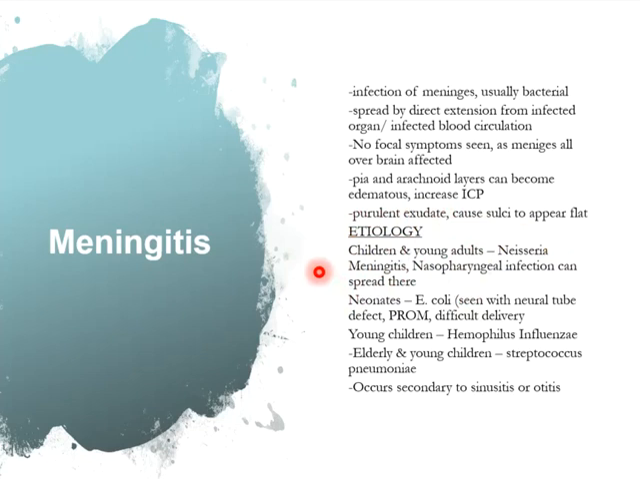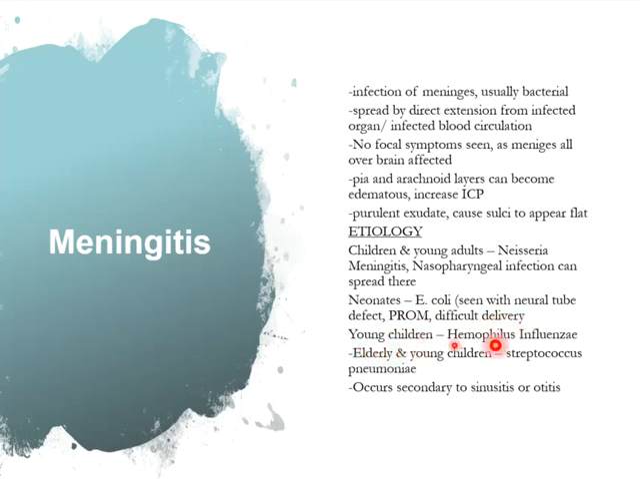Okay. The etiology in children and young adults is the infection from the Neisseria bacteria. Neisseria meningitidis, nasopharyngeal infection can spread there. Also, if there is some infection in the nose or the pharynx, that can also go to the brain. The neonates, like newborns, most commonly seen is E. coli, which leads to meningitis, and it is generally associated with some neural tube defect. Also, when there is a premature rupture of membranes, those babies can develop meningitis. Those who have had difficult deliveries can also develop meningitis.